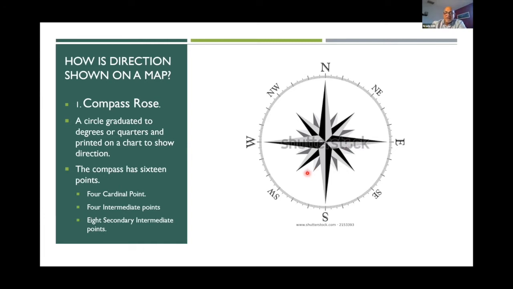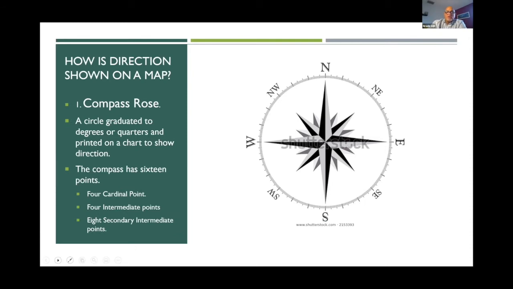South-southwest, on the south side of southwest. West-southwest, on the west side of southwest. And the last two, west-northwest, and north-northwest. It's northwest, but it's closer, it's between north and northwest, so we name north first. Those are our 16 points on a 16-point compass. Those are the ones that you're going to have to use when giving direction on your BGCSE.